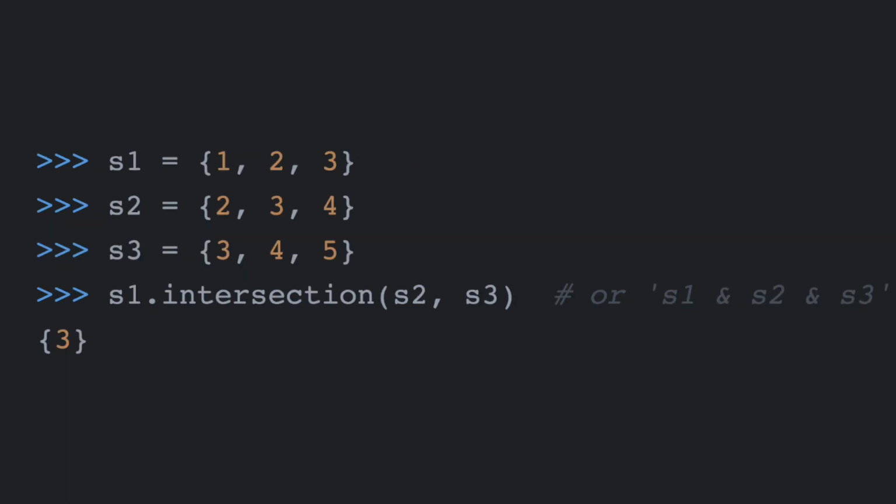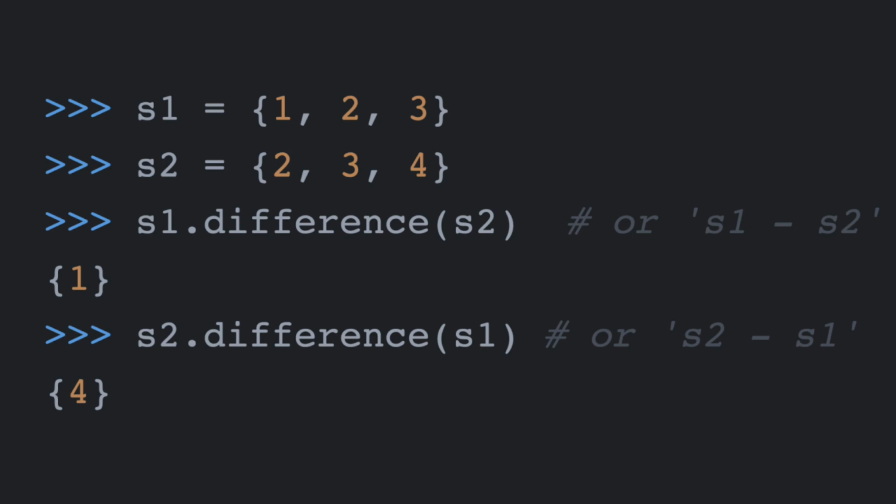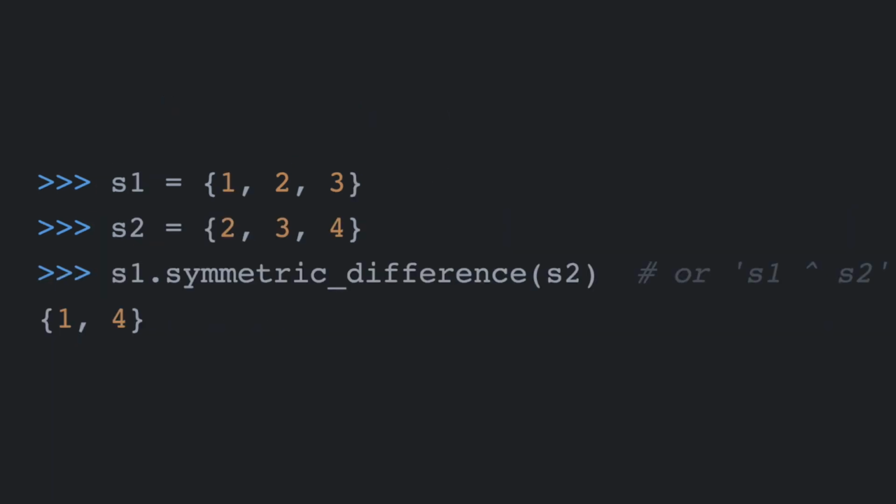The .intersection method will return a set containing only the elements that are common to all of them. The difference method will return only the elements that are unique to the first set. And the symmetric difference method will return all the elements that are not common between them.